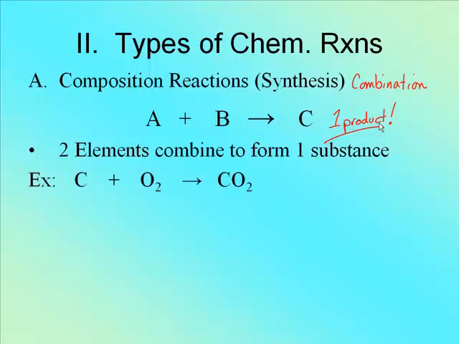Example, carbon plus oxygen yields carbon dioxide. Okay? C plus O2 yields CO2. Or, as I used before, Na plus Cl2 yields NaCl. Both of these are composition reactions.